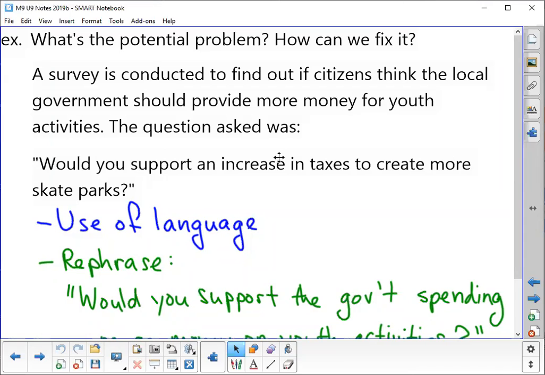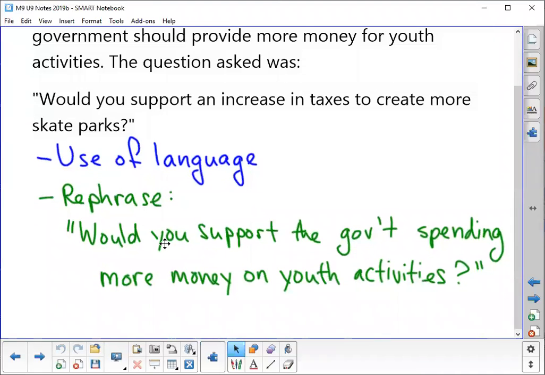And so for me, this is a use of language thing, because I do think that the local government should provide more money for youth activities. I think that's important. I think they've done a pretty good job of it. Not all our youth activities are used. So a rephrase would be, would you support the government spending more money on youth activities?